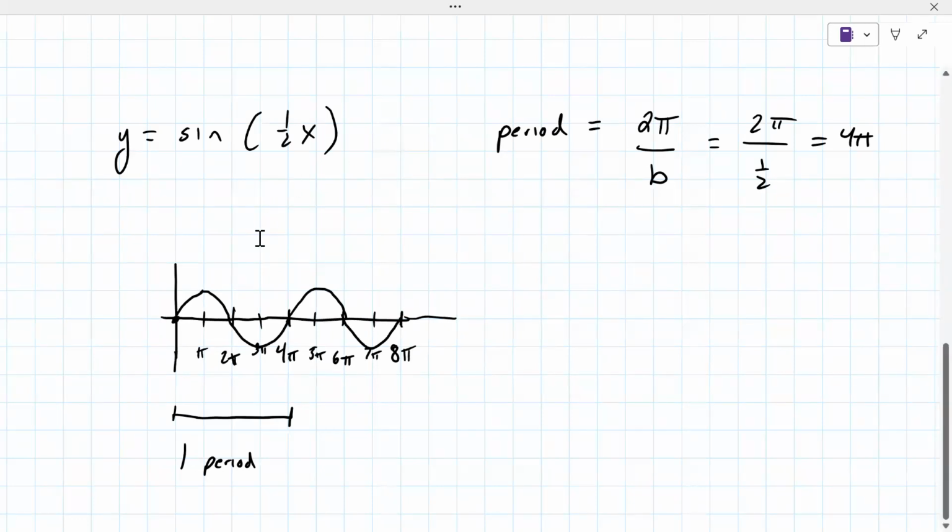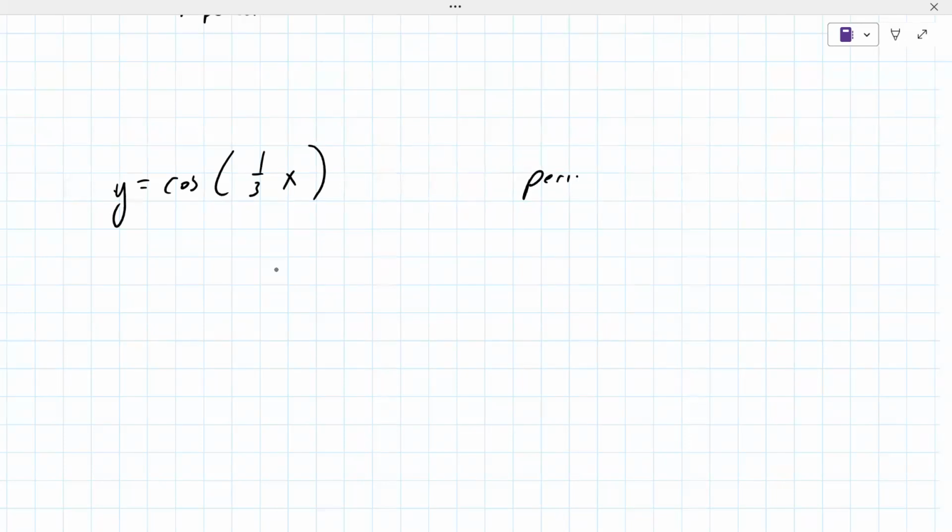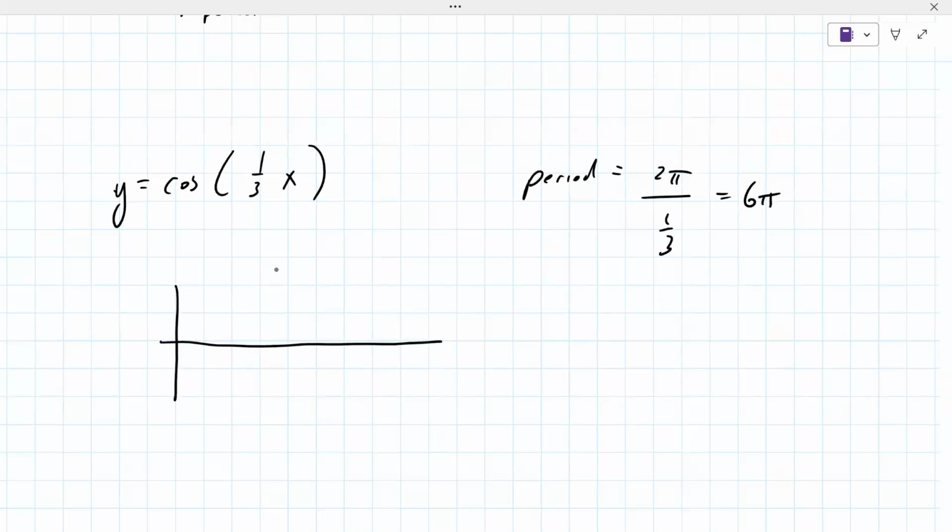Is that okay? Yeah. So let's do one with cosine. Let's see, y equals cosine 1/3 x. Okay, so what would the period be for this one? 6 pi. Yeah, 2 pi over a third, which is 6 pi. So this time when you graph it, you go out 6 pi, 1, 2, 3, 4, 5, 6. You find the midpoint, 3 pi, and then the question is, well, what do you do in between?